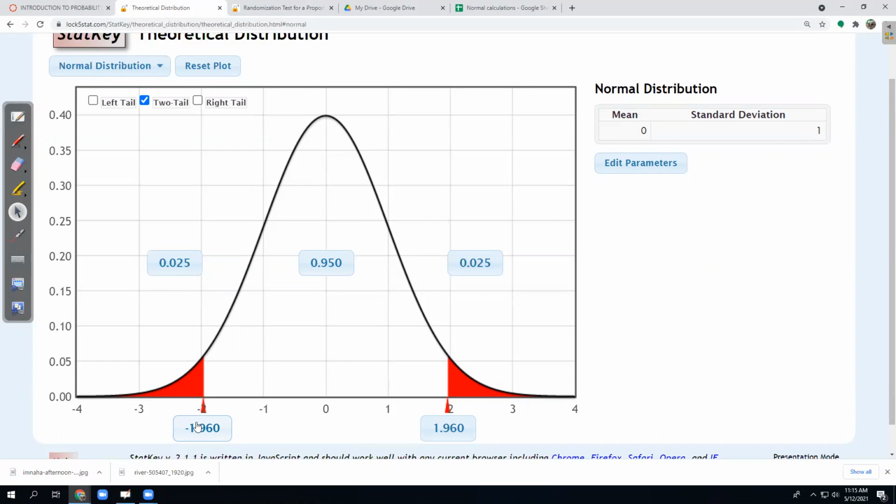So that 2 standard deviation rule, that 95% rule that we started way back in chapter 2, I think it was chapter 2, is it chapter 1? 1 or 2, is an estimate. It's not exact, it's just close.